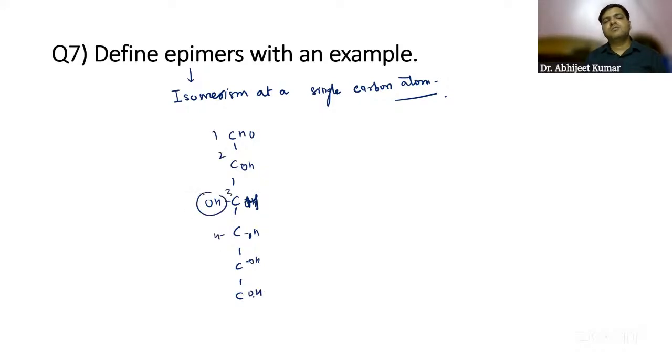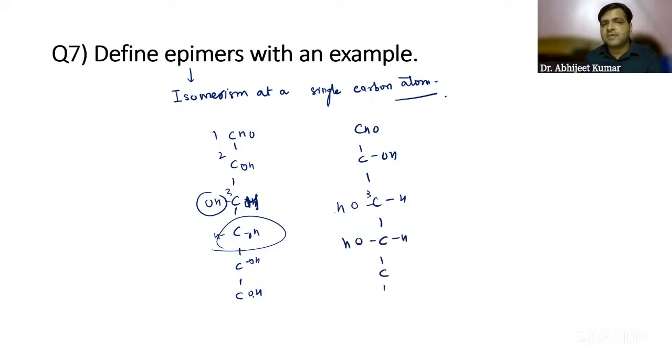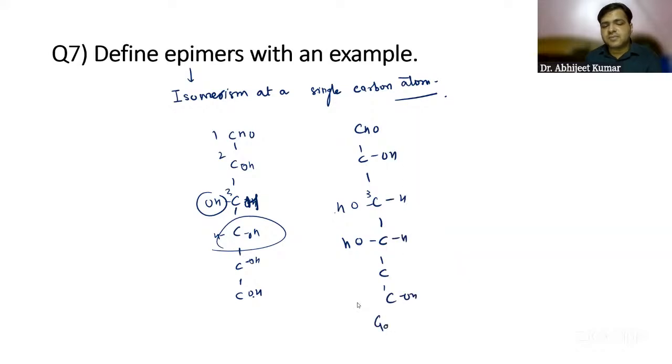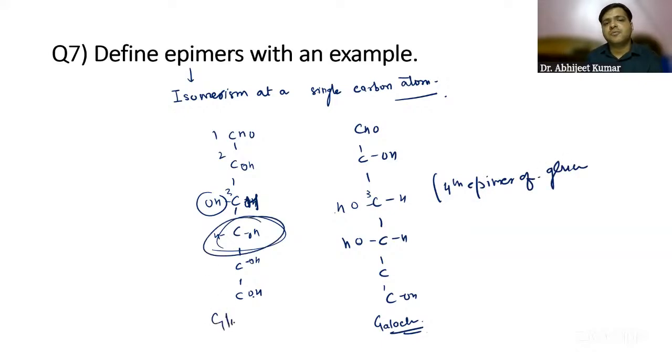At the third carbon, the OH is over here. Now, what happens if at the fourth carbon, guys, the OH shifts to this side, and the rest of the structure remains the same? This is nothing but galactose. So I can say galactose is the fourth epimer of glucose. Only at one position we are changing from glucose and we get a new compound, galactose, right? That is something you have to remember.